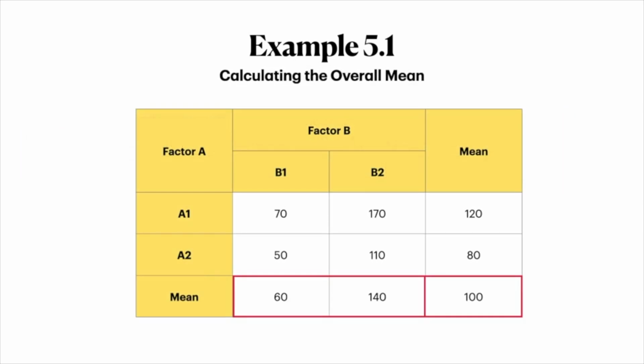And in the context of the two-way table, we can see that we can calculate that value of 100 for the overall mean in three different ways. As the arithmetic mean of the column means, as shown here, the arithmetic mean of 60 and 140. We can also get it as the arithmetic mean of the row means, the arithmetic mean of 120 and 80. And finally, we can get this as the arithmetic mean of the four treatment means in the body of the table.